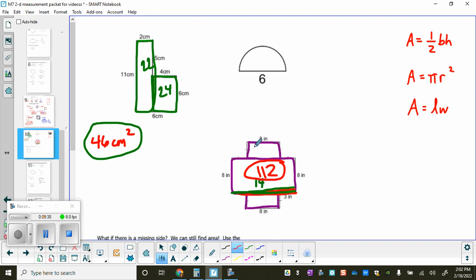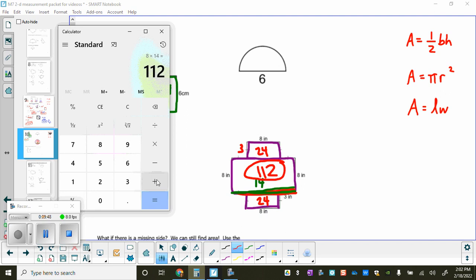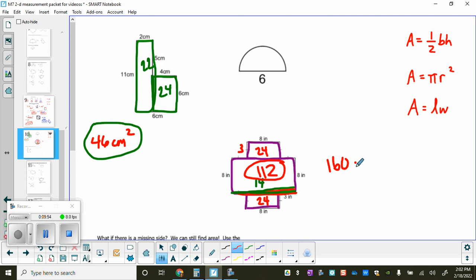Now this is an 8 by 3. I know that these are 3s because of those little tick marks. So this would be a 24. And then this would be a 24. So we can just add them up. The 112 plus the 24 plus the 24. That's the total area of 160.